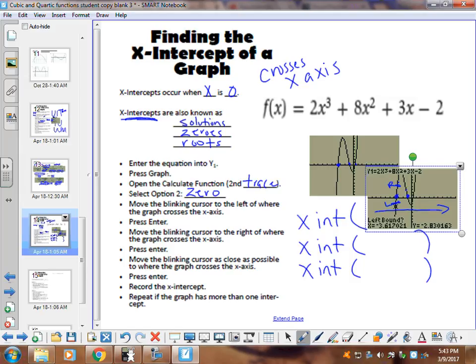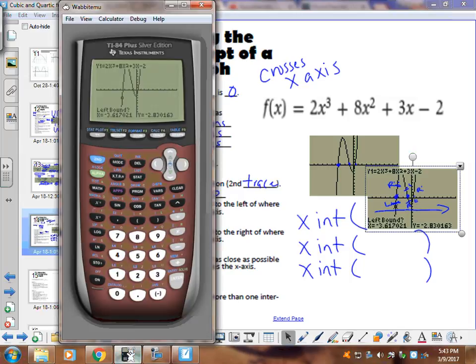The next one, I'll be left here and right here. And the next one, I'll be left here and right here. So you read the graph left to right. So left, right, left, right, left, right. Okay, so let me finish on the calculator doing left bound. Okay, so I'm going to hit enter. Now I'm going to move it above. I didn't have to hit far. Enter. And then I'm going to go back. It won't land on it, so I'm just going to hit guess in there. All right, it gave me exactly where my x-intercept is.